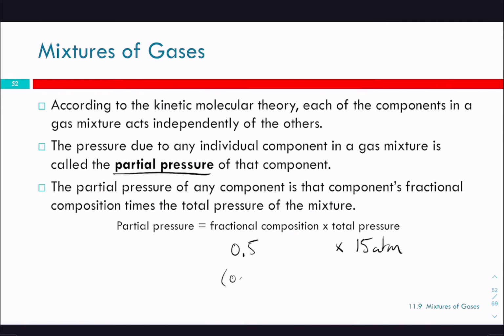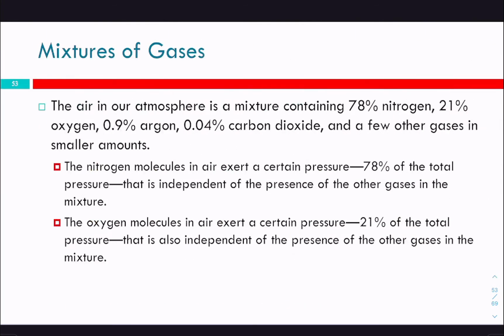And that will equal the partial pressure of oxygen. So in this case, it's just half. So 7.5 atmospheres of the total pressure are coming from oxygen. And we can get, of course, more granular than that.